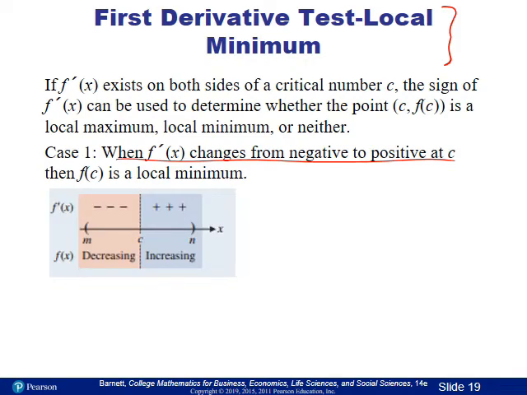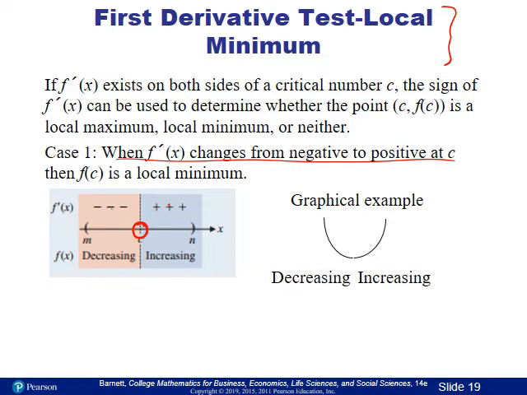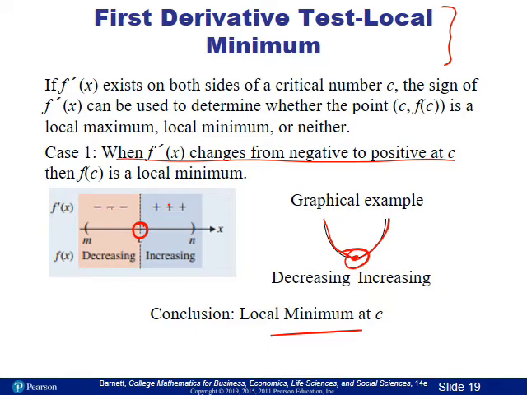And here you can see that when f dash of x changes its sign from negative to positive, then we will say that it is a local minimum at c. You see that it is decreasing at this point and then starts increasing. So this is the local minimum: when it is negative, decreasing, and then increasing. So it is a local minimum.